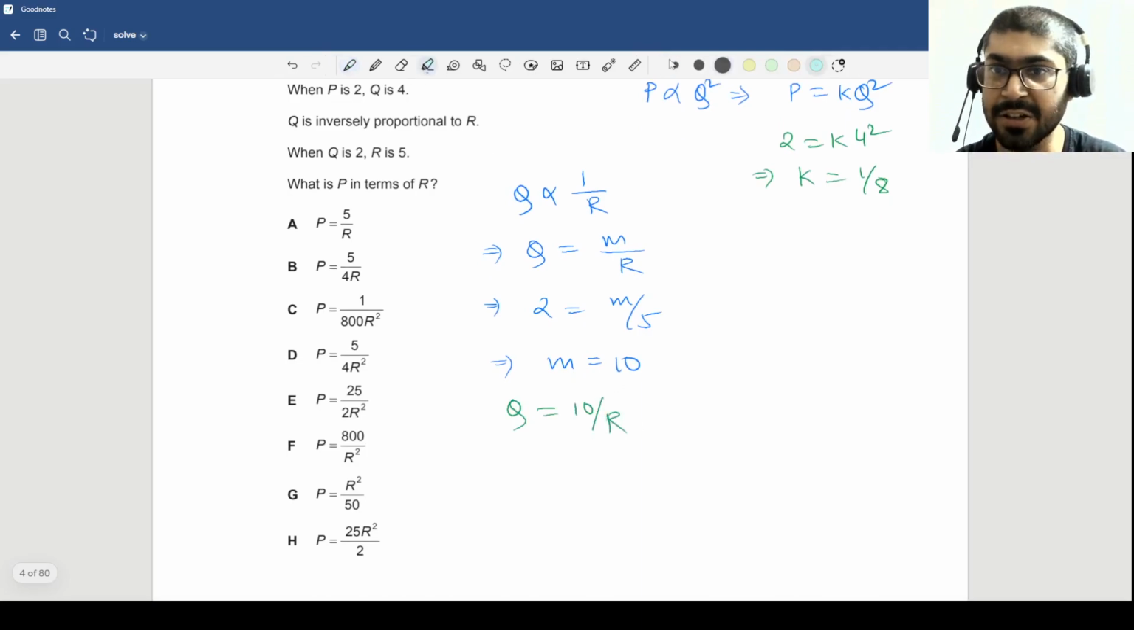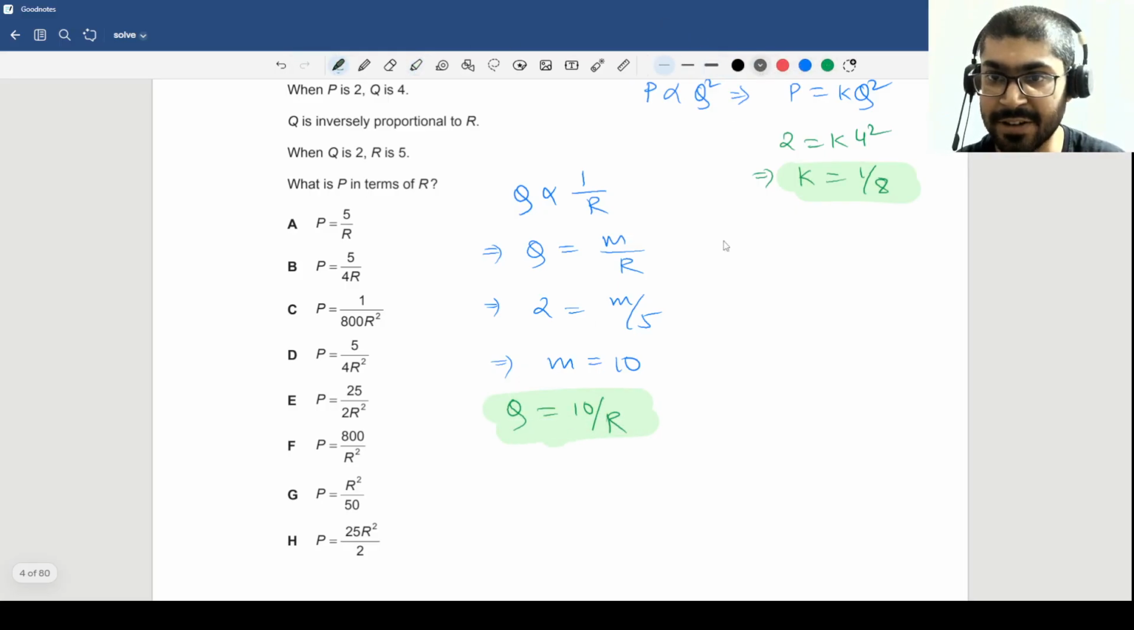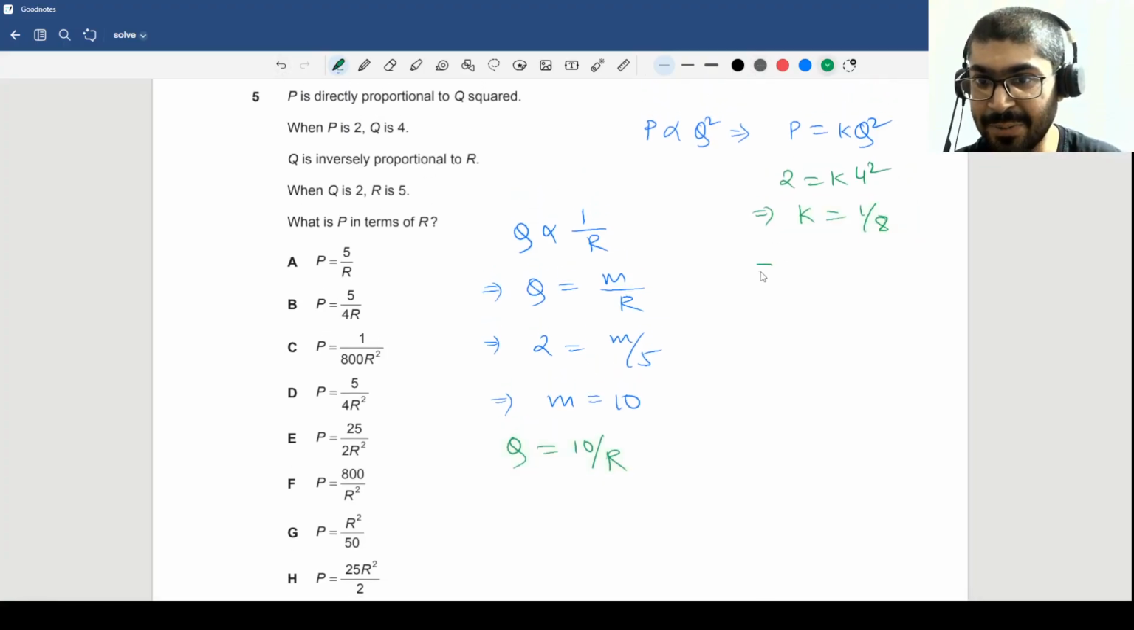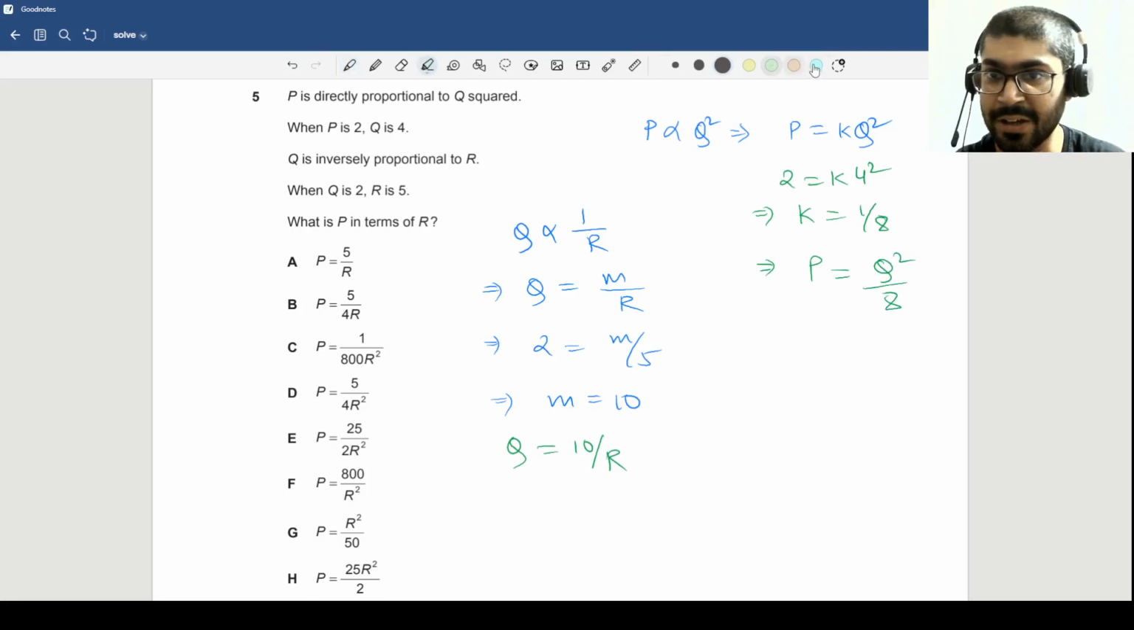Now these are the two relations that we have, 1 by 8 and 10 by R. So what do we need here? We need P in terms of R. So just replace the Q there. That should solve our problem. Let's check. K is equal to 1 by 8. I did not write down the relation, so let me write it down. This will become P is equal to Q square by 8. Now we can solve it easily.